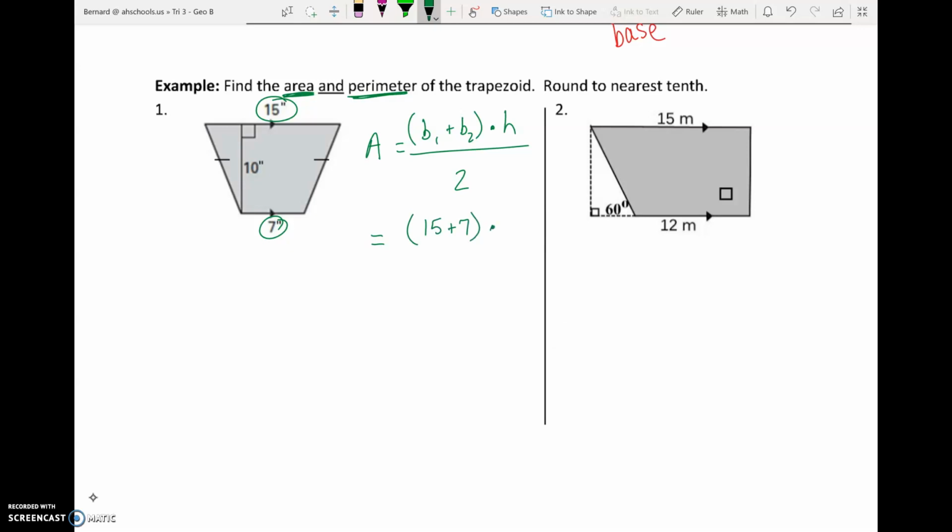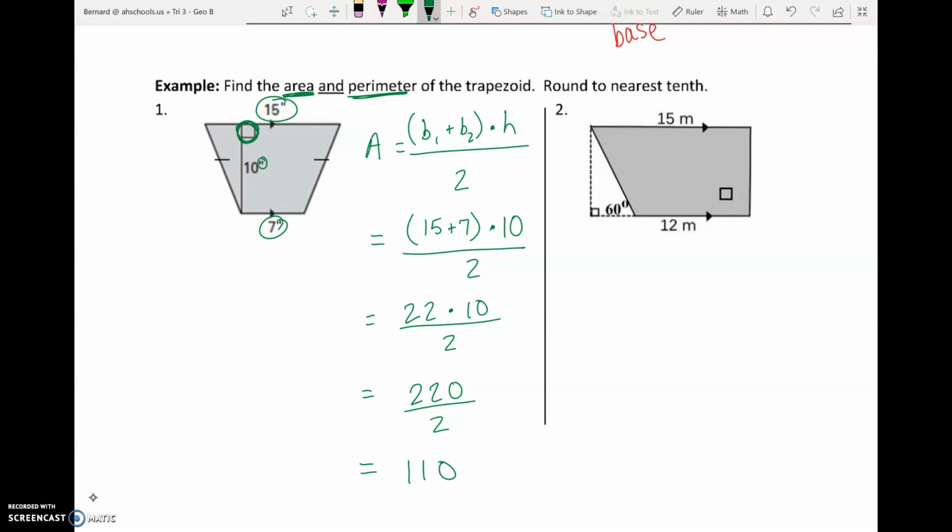Remember, your height is the side or the line that makes a 90-degree angle with one of your bases, and it's always vertical. So we'll multiply this by 10, and then we'll divide by 2. For now, I'll take it slow as we simplify this algebra. In the future, we'll just plug it into our calculator and get a number. But let's work through parentheses first, since that is what we do first in order of operations. So 15 plus 7 is 22. So we'll have 22 times 10, and then we'll divide that by 2. 22 times 10 is 220. Divide that by 2, and 220 divided by 2 is 110.